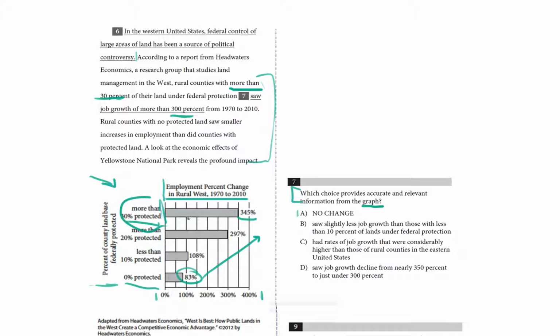Yeah, and that's this first bar graph here. 345% is more than 300. This is the answer. Cool. Great. Honestly, on test day, that's all I'd need. I feel confident about that. I'd move on. But for the purposes of this instructional video, let's just check them out and see.